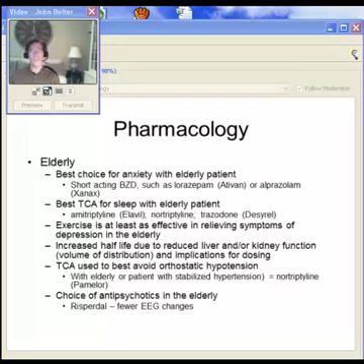Elderly, best choice for anxiety in elderly patients. We had this yesterday with that sample question, right? So we want a short-acting benzo if we're going to do that, such as lorazepam or alprazolam. Of the two, you would probably favor lorazepam because it's a lot shorter acting than alprazolam. So always know which are the short, intermediate, and long-acting benzodiazepines.